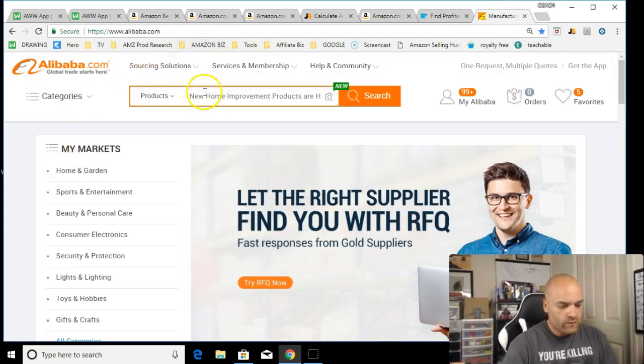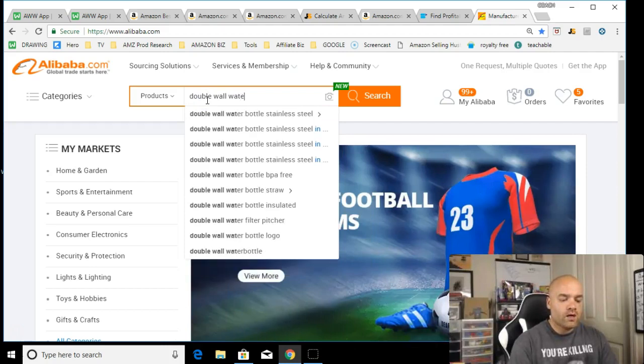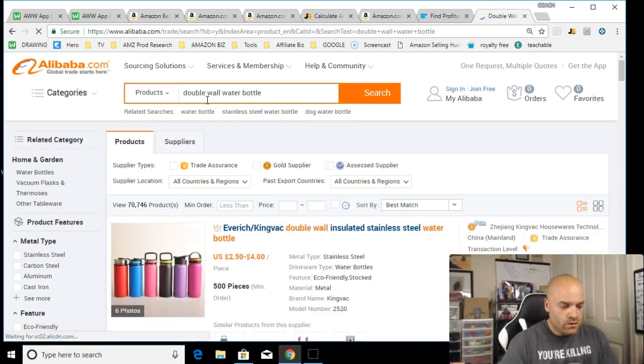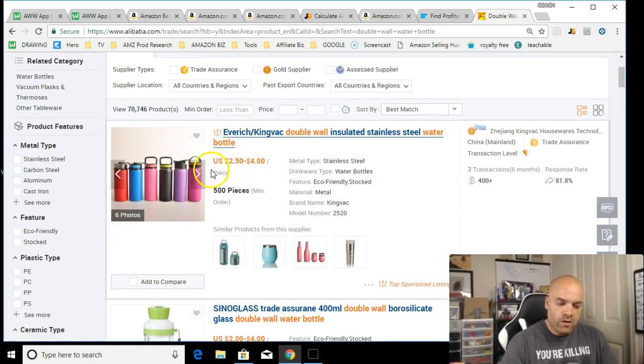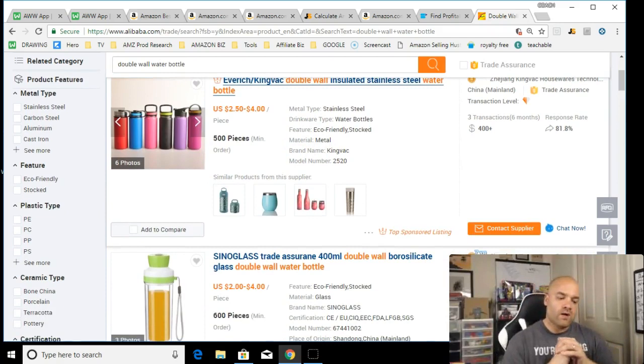So now we're going to look for the product, double wall water bottle. Stainless steel was in there, so long tail keywords. So there you go. You can get a water bottle, you can get it branded for anywhere between $2.50 and $4. Very good price. It's a double wall, and you can get that product branded. You can get your logo on it if you're willing to buy at least 400 to 500 units.